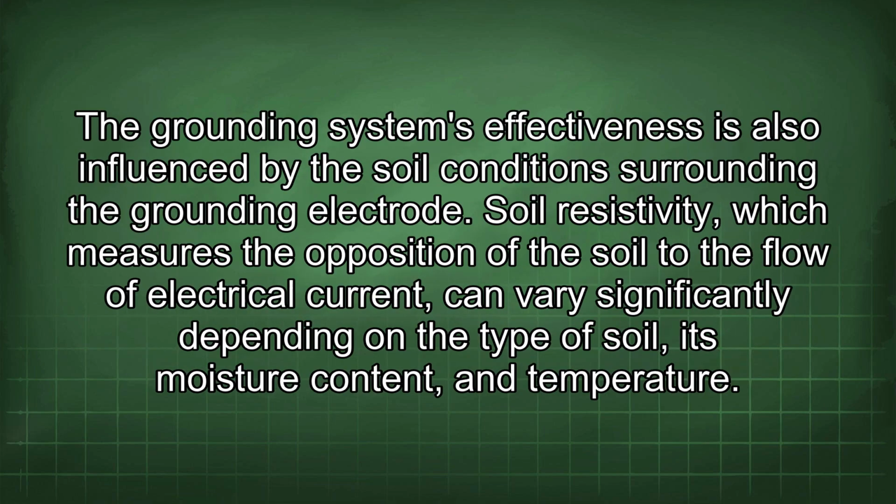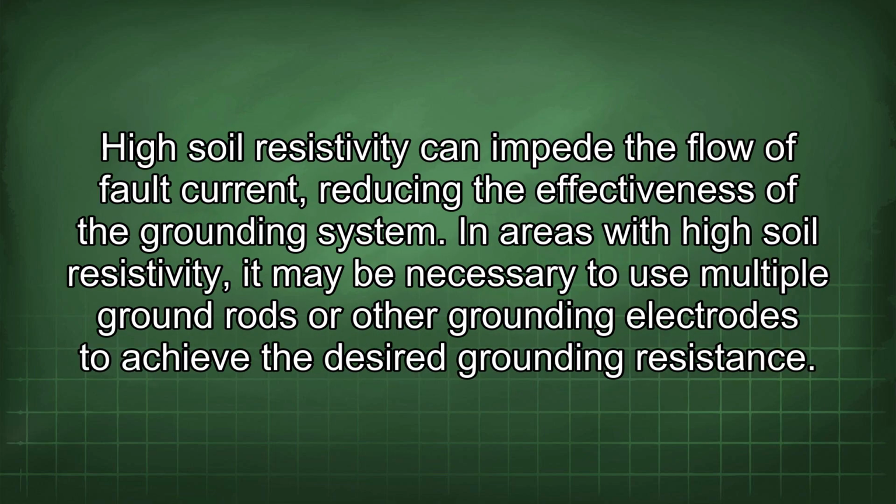The grounding system's effectiveness is also influenced by the soil conditions surrounding the grounding electrode. Soil resistivity, which measures the opposition of the soil to the flow of electrical current, can vary significantly depending on the type of soil, its moisture content, and temperature. High soil resistivity can impede the flow of fault current, reducing the effectiveness of the grounding system. In areas with high soil resistivity, it may be necessary to use multiple ground rods or other grounding electrodes to achieve the desired grounding resistance.